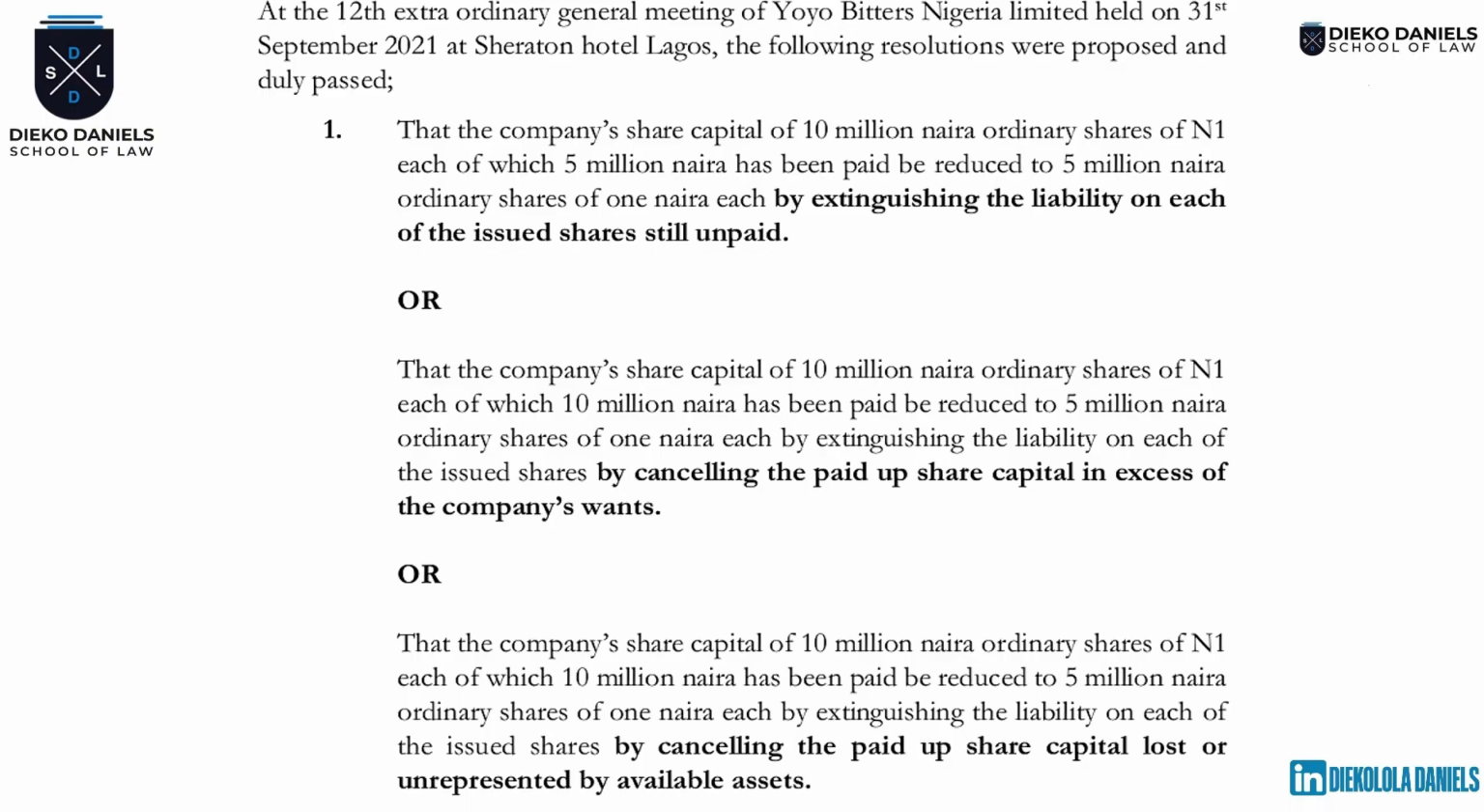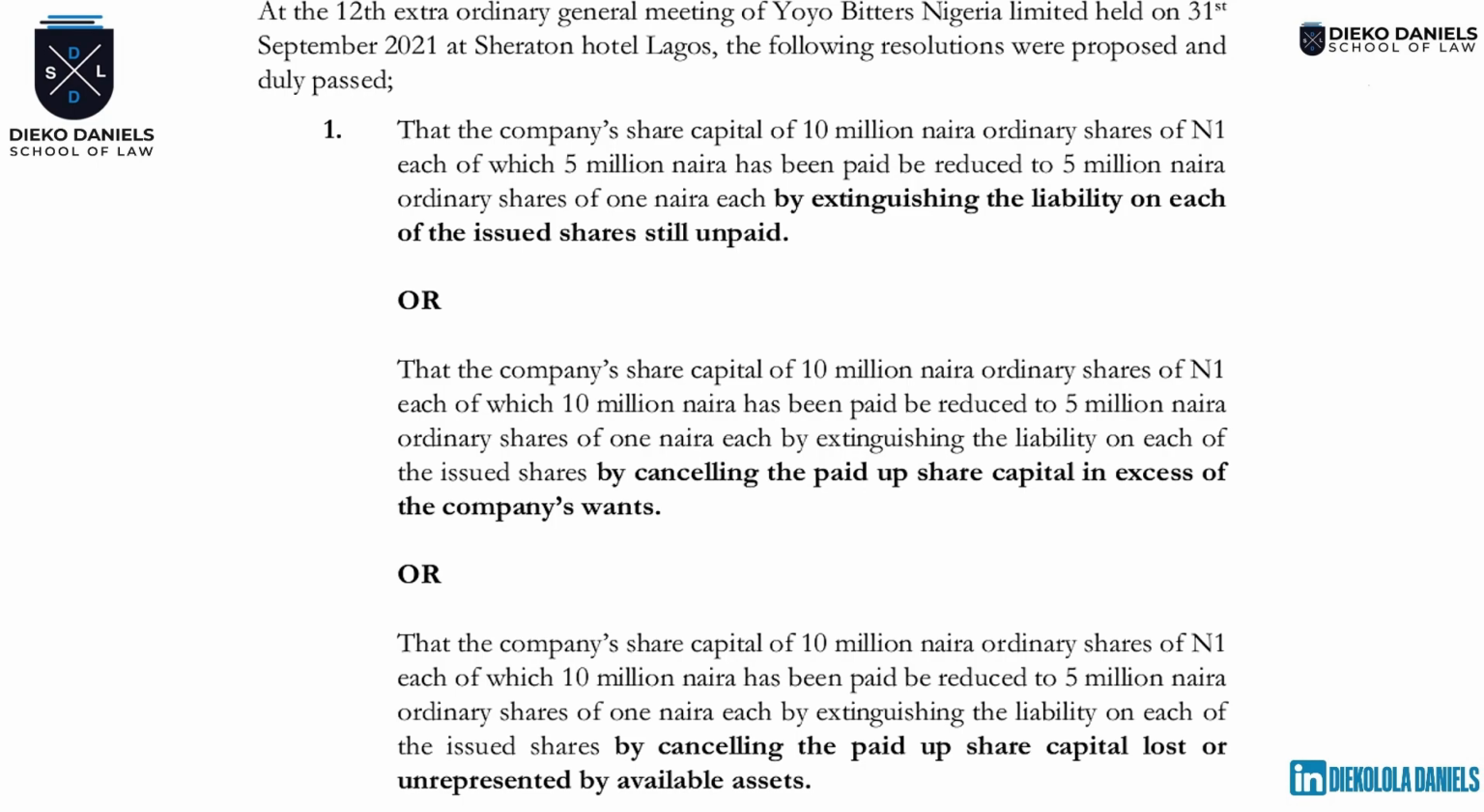So that the company's share capital of 10 million naira ordinary shares of 1 naira each, of which just 5 million has been paid, be reduced to 5 million ordinary shares of 1 naira each. By what? You see this 'by', that is what is important. That's what they want to ask. That's what they want to see. By what?